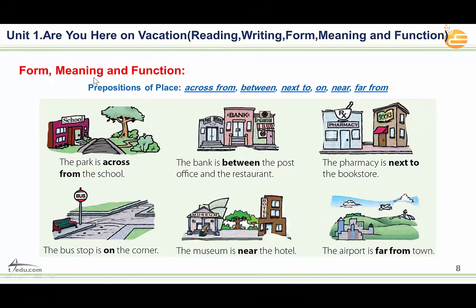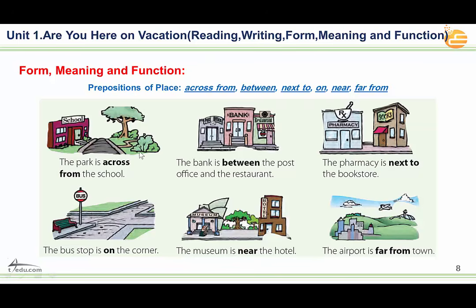Now let's go to the form, meaning and function. We will talk today about prepositions of place. Exactly, we will use across from, between, next to, on, near, far from. Okay, let's see them one by one. So we have this picture and we have this tree and the school, the street. So we can say the park is across from the school.